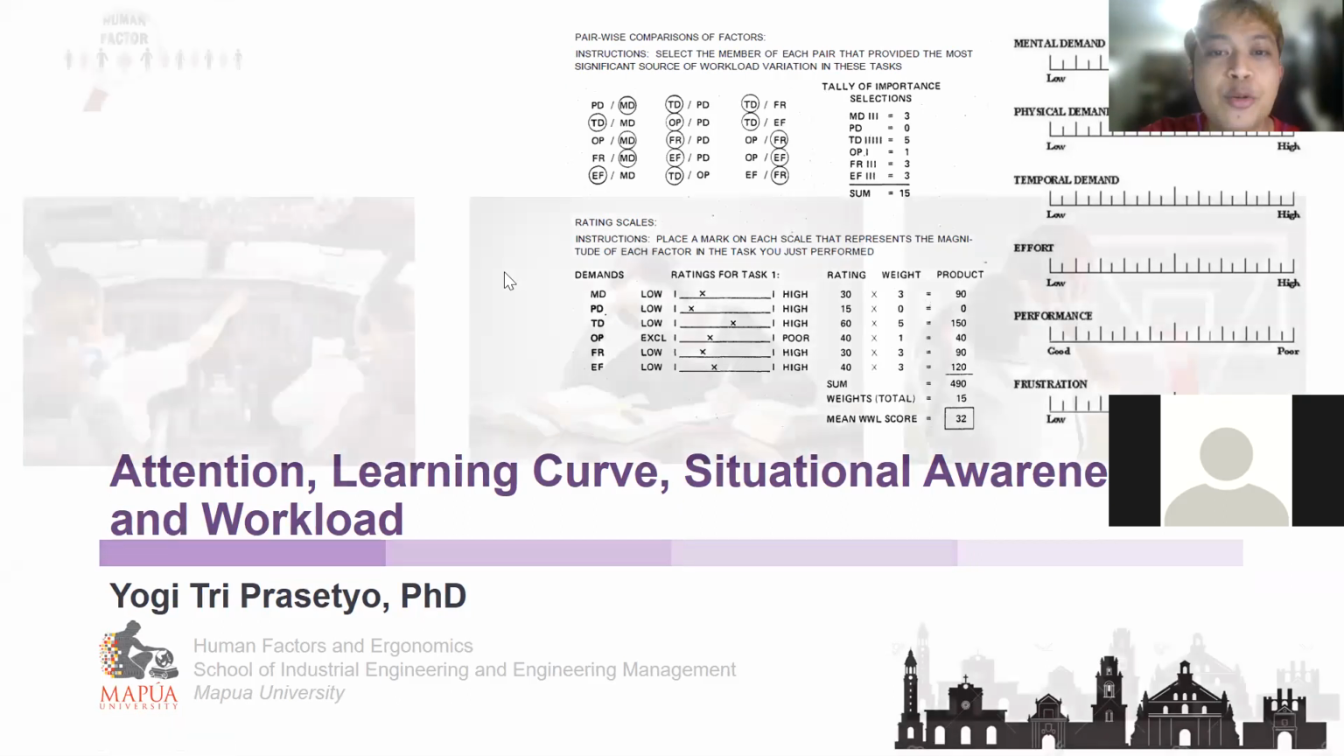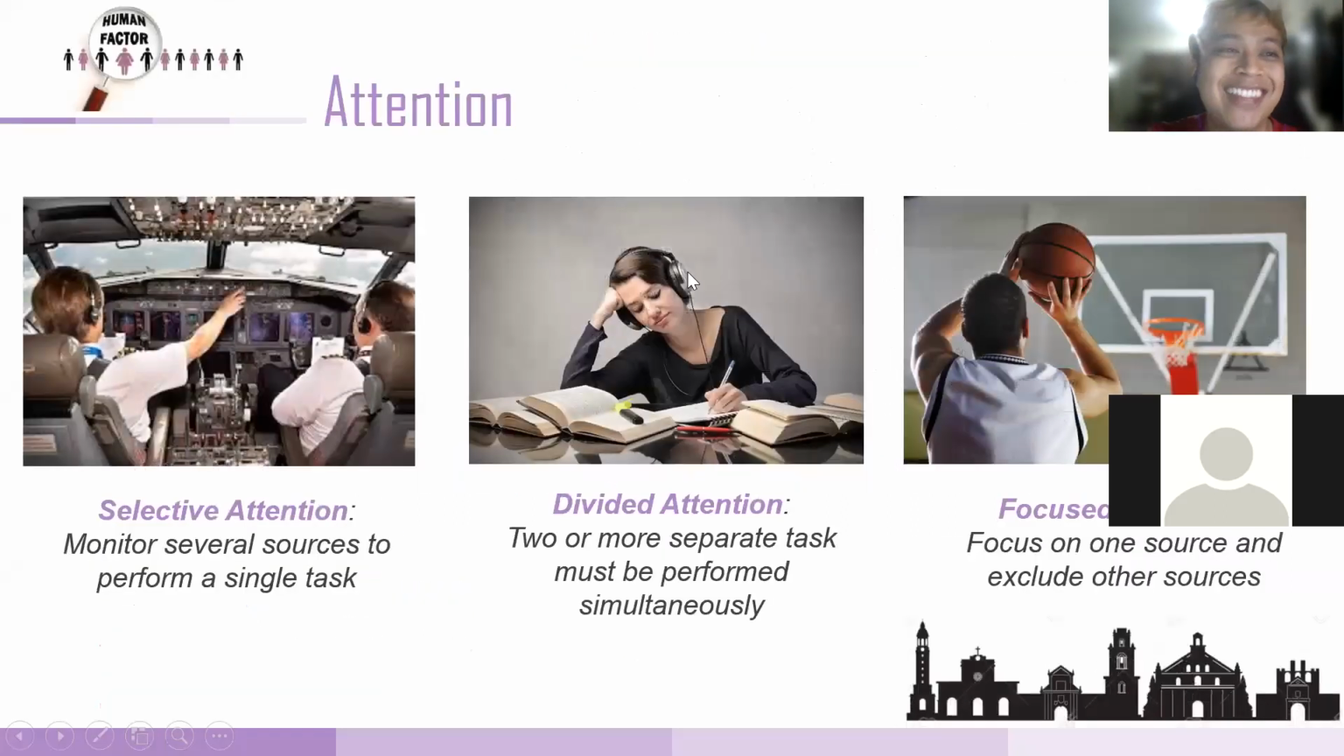I know we have learned before about attention. We basically have three different types of attention. The first one is selective attention. The second we call divided attention, and the third one is focused attention. We learned about this a long time ago when we were in the BS, in cognitive ergonomics, or just in ergonomics class.